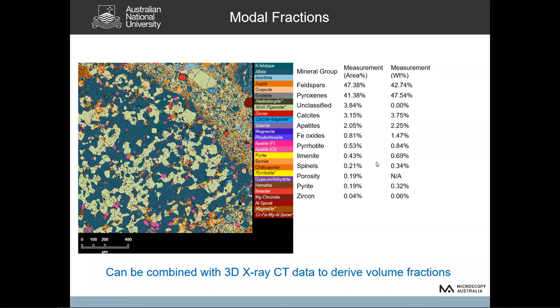We can also report that in terms of weight percent values, because we know the density of the materials, so we can give you an estimate of the weight percent composition contribution. The other thing we can do is, if anyone's done any X-ray CT data, this can be mixed in with the X-ray CT data. We basically match it to a slice, the same slice in the X-ray CT set, and we can then derive volume fractions as well.